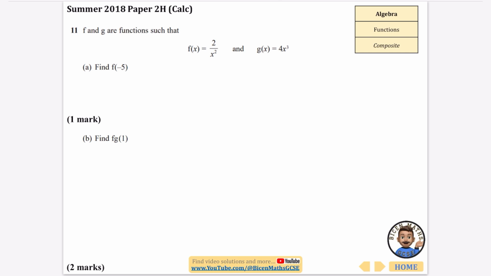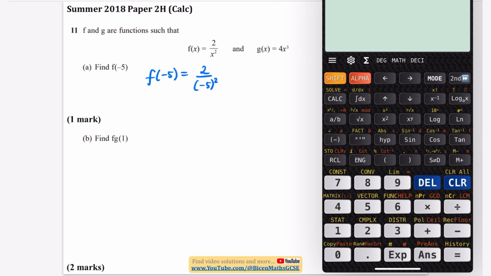bits here. So all this means is, because f of x is the function, it's just saying whatever x is here, you substitute it in. So if it's a -5 that we have here, we're literally just going to substitute it into that function that we've got. So f of -5 is 2 over -5 squared. And we're just really making sure we put the -5 in brackets. I'll show you what I mean by that, because if we don't put the -5 in brackets, we will get a different answer. So I'm going to do the 2 over -5 squared.